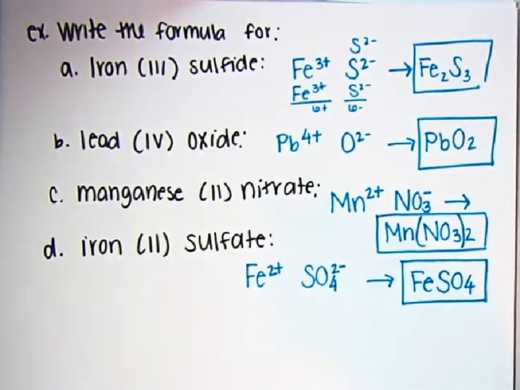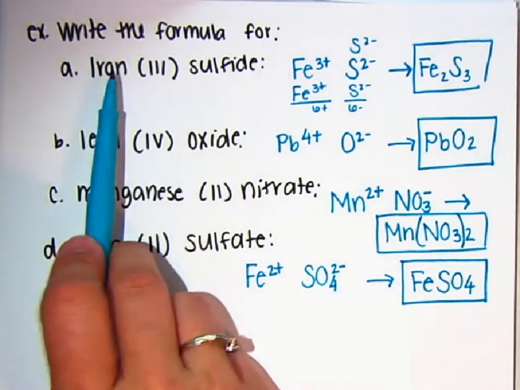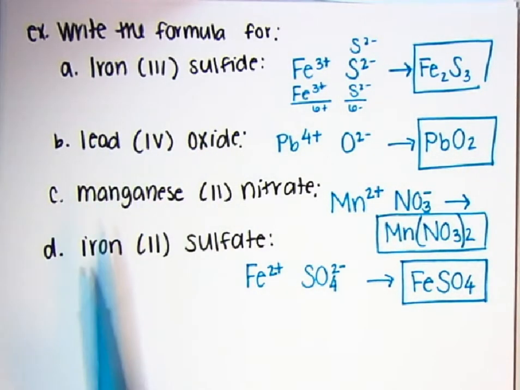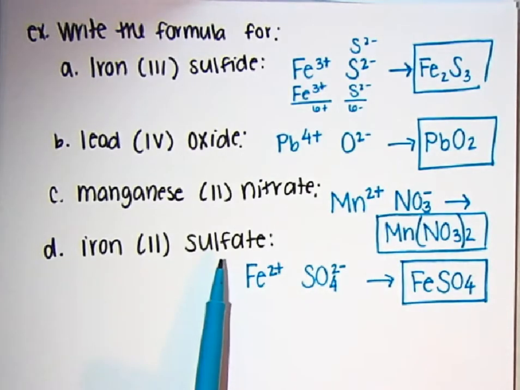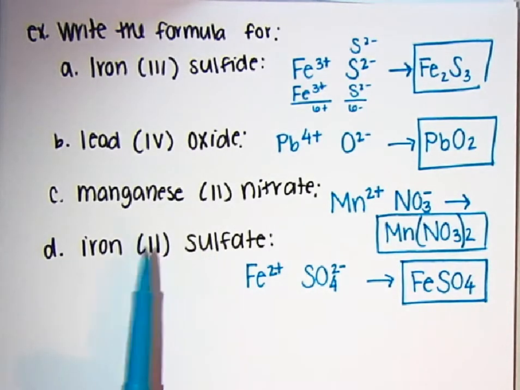The reason that we need the Roman numeral is if not, we don't know what the charge of the cation is going to be. If this just said iron sulfide and iron sulfate, we would have no way to know or indicate whether it's going to be +2 or +3. So the Roman numeral tells us the charge since these elements can have multiple charges.